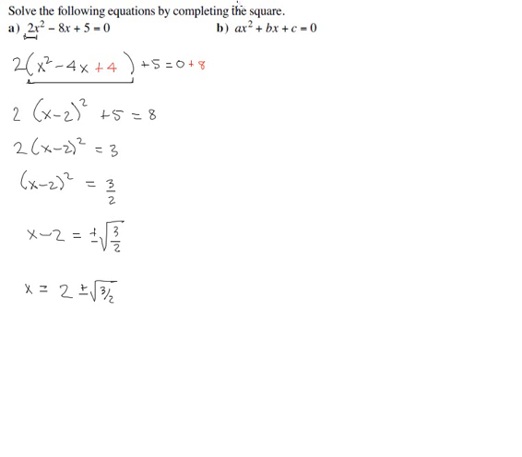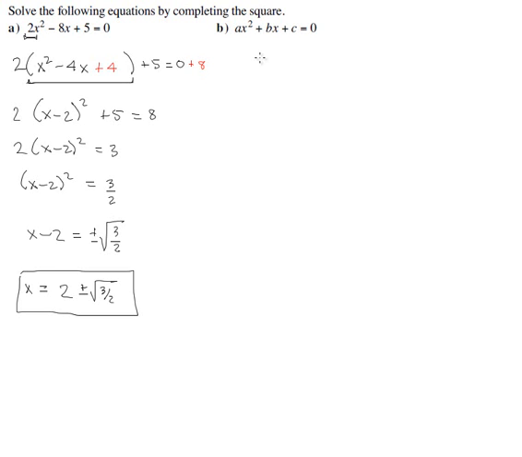They didn't say what form they wanted these in, so I'm just going to stop right here. This is a perfectly reasonable way to give the answers. If they said give the answers to the nearest hundredth or whatever, then you would run this calculation twice. You'd do 2 plus root 3 over 2. That's one answer. And then 2 minus root 3 over 2 gives the other.